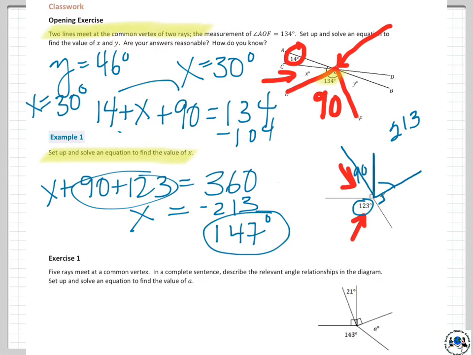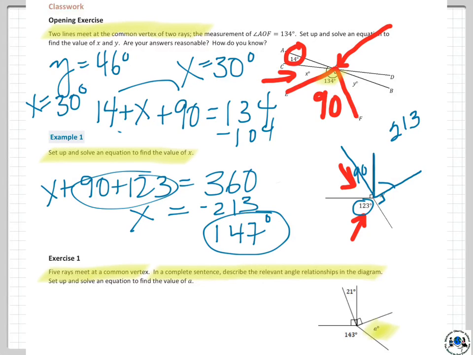Okay, here we go. So exercise 1 gives us a little more detail. 5 rays meet at a common vertex. A common vertex, real important. In a complete sentence, here we go again. Describe the relative relationship in the diagram and set up and solve an equation to find the value of A. There it is, A right there. Okay, so yeah, set it up and solve and come on back.